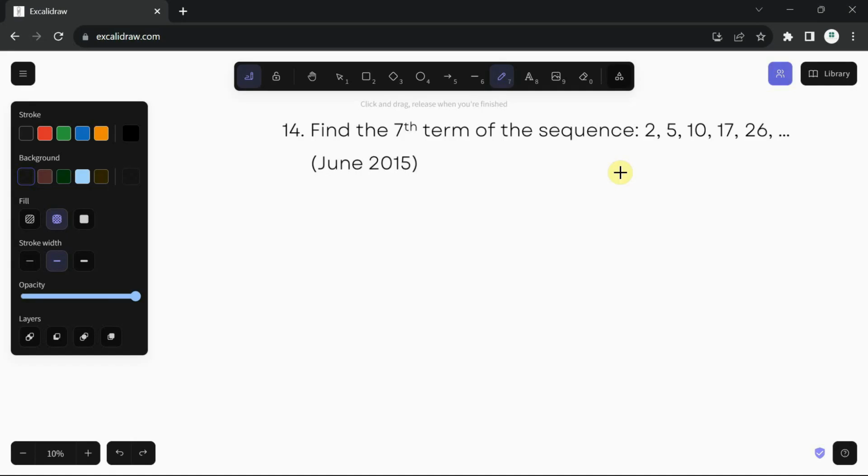So the next question says that we should find the seventh term of the sequence 2, 5, 10, 17, 26. Let's see if this is an arithmetic sequence, or a geometric sequence, or just a normal sequence. What do we see here? This is 2, this is 5, so the difference is 3. This 5, this 10, the difference is 5. This 10, this 17, difference is 7. This 17, this 26, difference is 9. Pause the video and try to see if you can see any relationship between them.